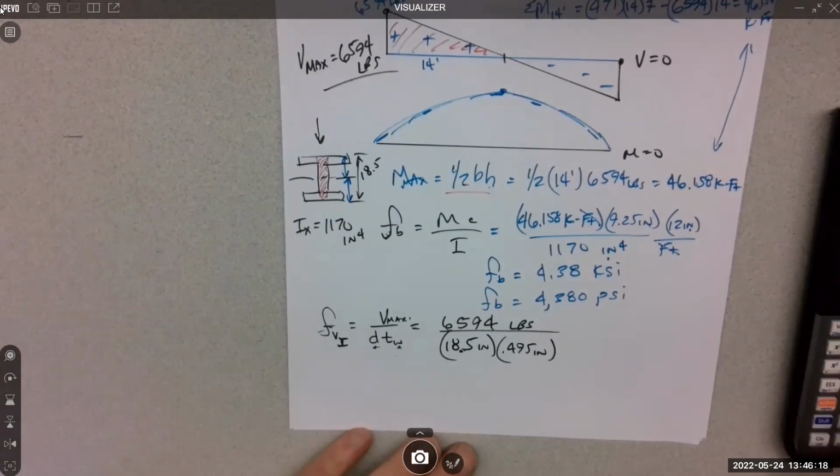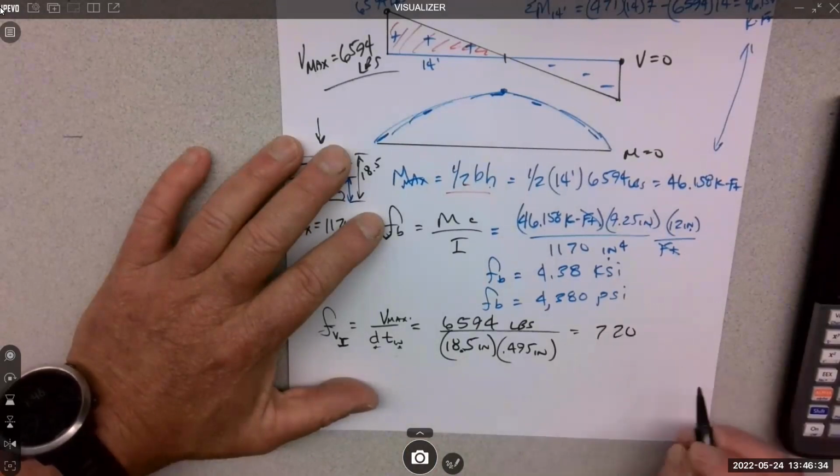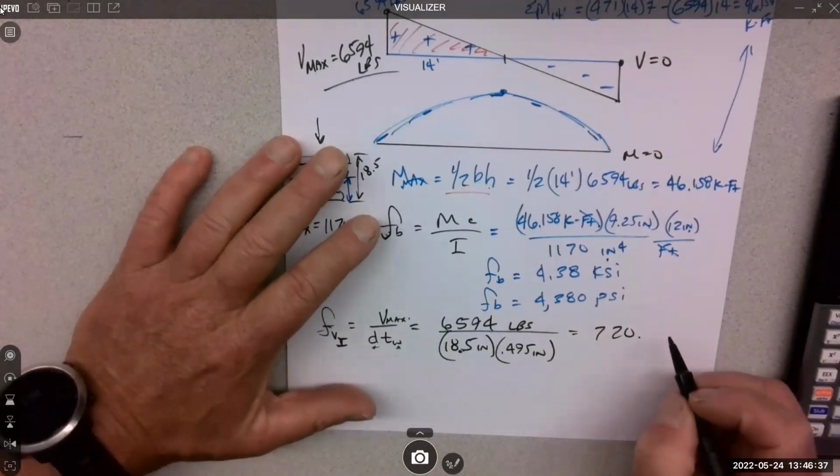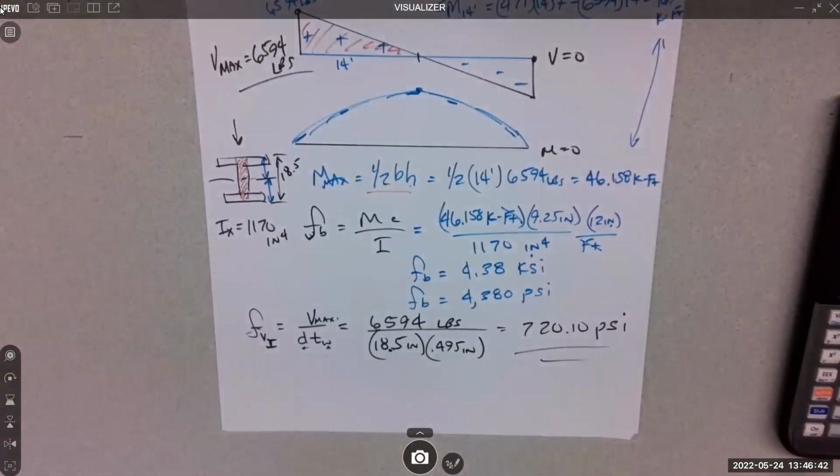So what do we get for that number? And that's what kind of unit? Yeah, pretty small. 720.10 PSI. I mean, that's compared to, what do we get in bending? 4,300. It's almost always not a problem, the shear, but we just check it every time.